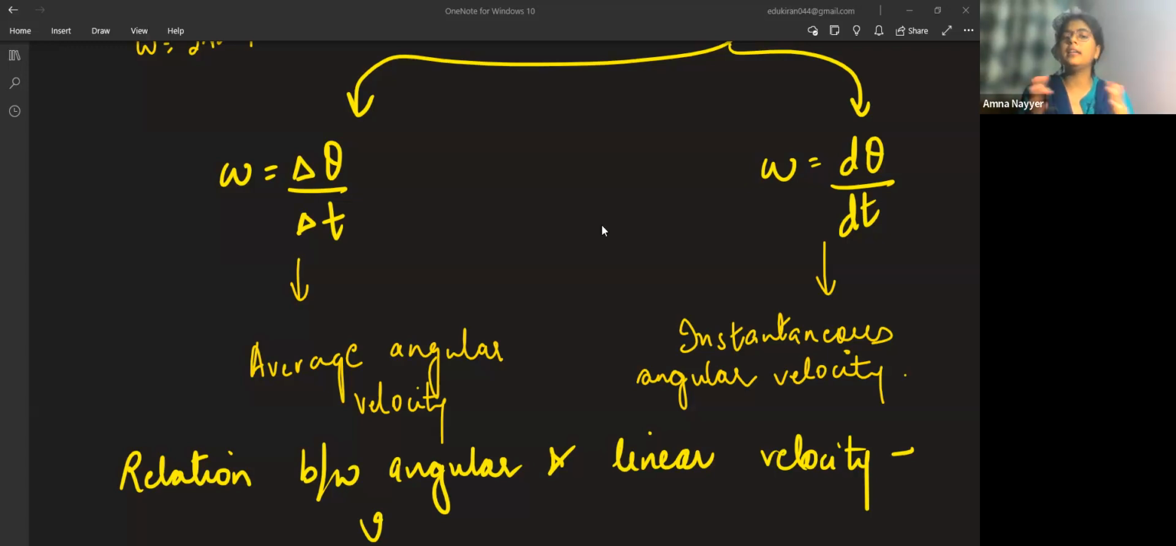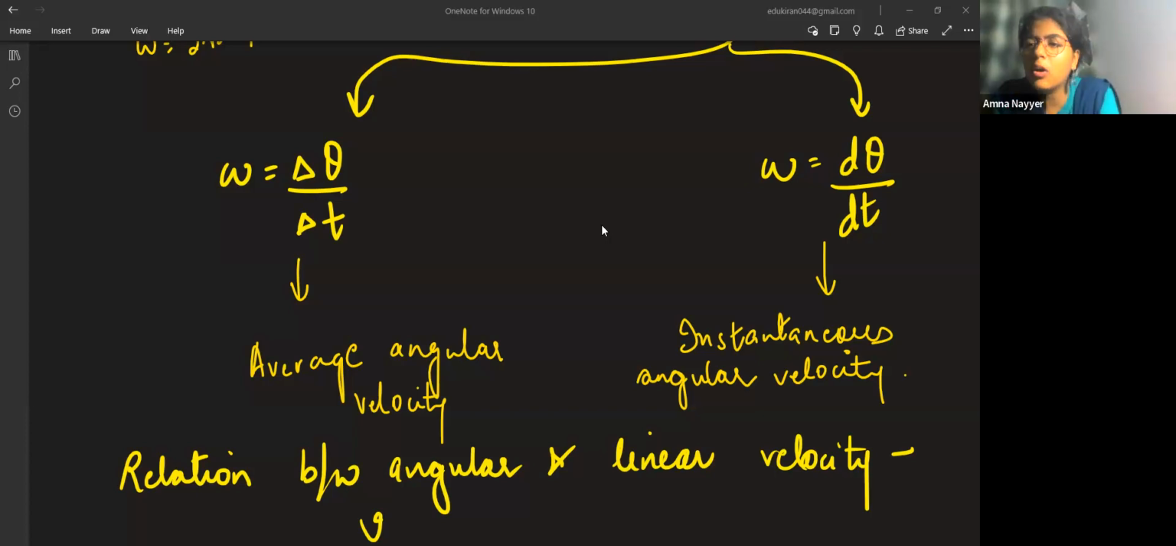All right, so these are the types of angular velocities: instantaneous, average, and the normal, regular, uniform one. Now there is one relation between angular velocity and linear velocity. Linear velocity is the normal velocity which you have been studying, V, the rate of change of displacement. That is your linear velocity. What is your angular velocity? Angular velocity is the rate of change of angular displacement.